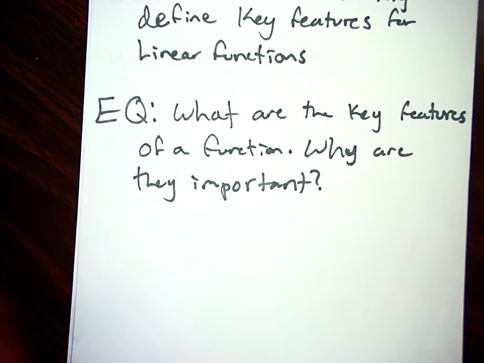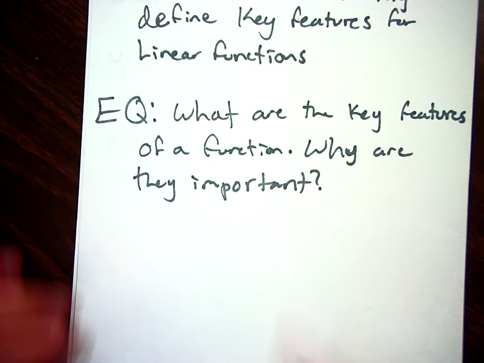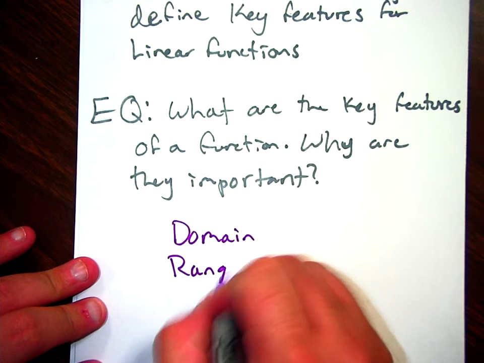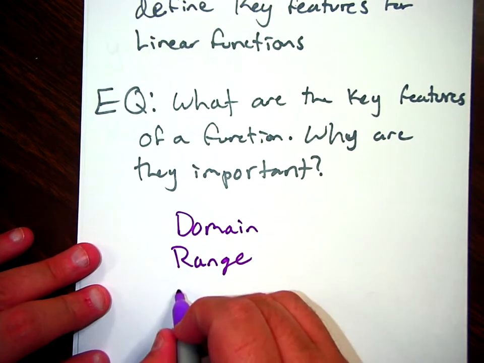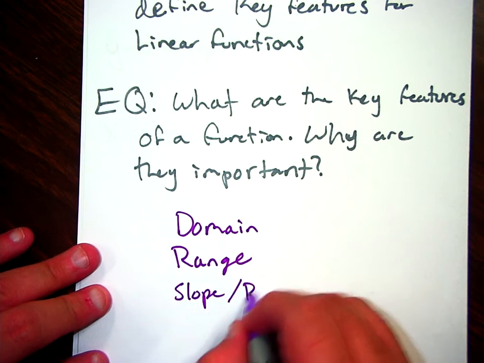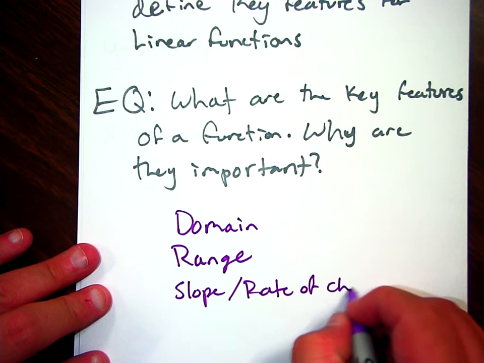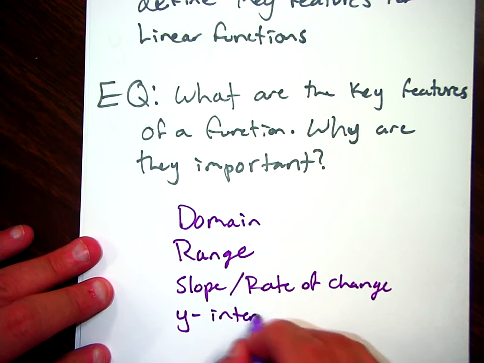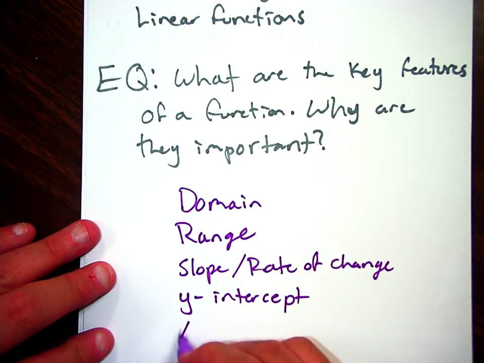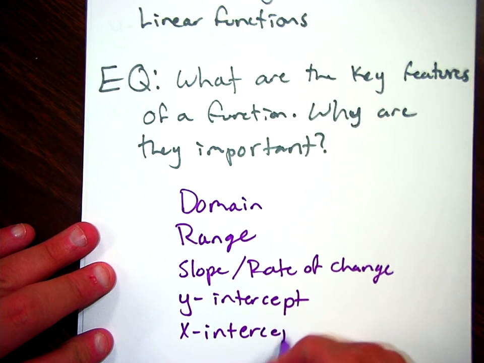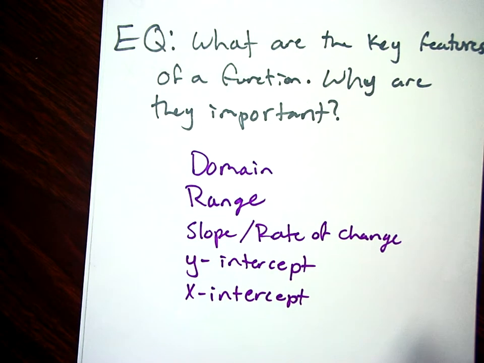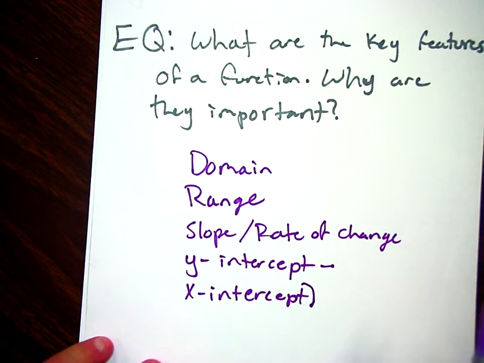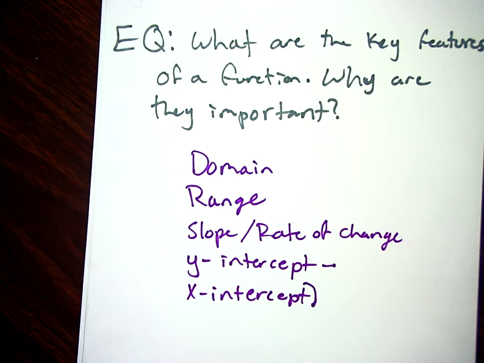So key features are going to be things like domain, range, especially for linear functions, slope or rate of change. You also want to know things like the y-intercept and the x-intercept. Y'all have probably spent a lot of time so far in your math careers looking at the y-intercept, but not a whole lot of time looking at the x-intercept. So we're going to start looking at that because it is important for these relationships.